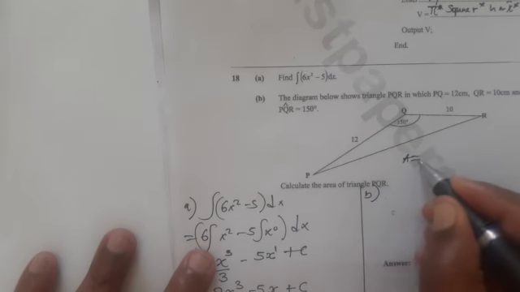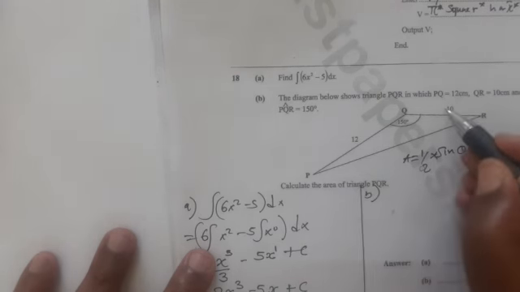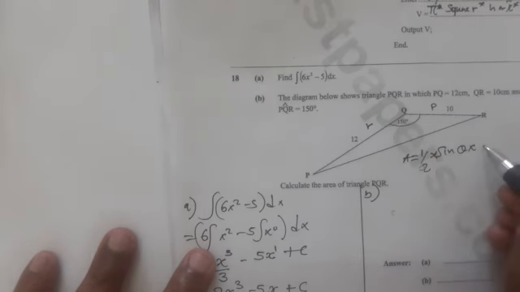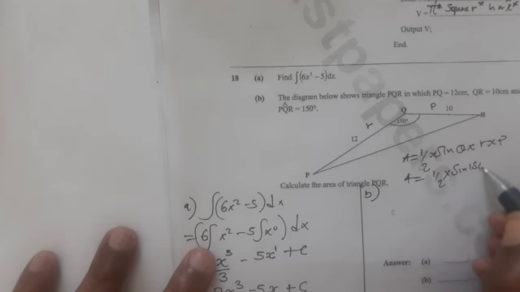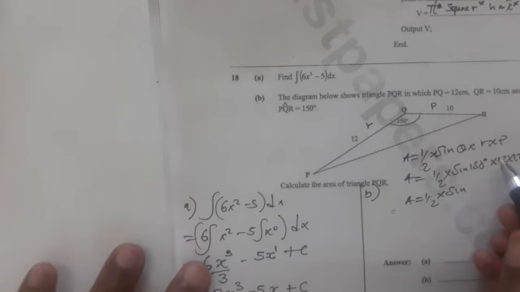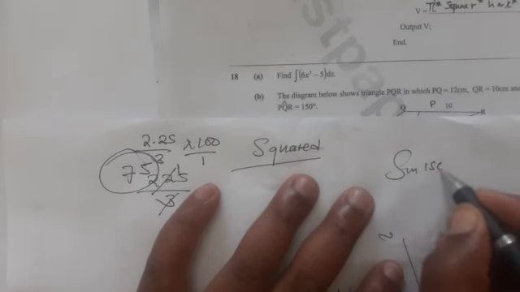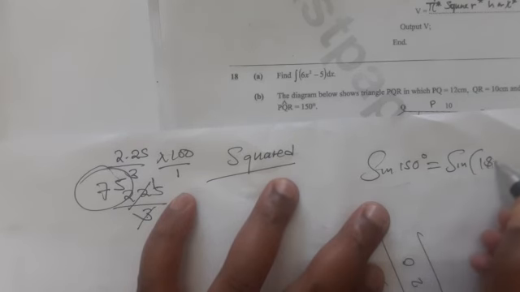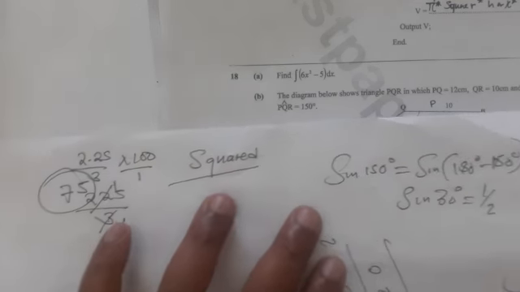Look, we are going to say the area of a triangle is half times sine theta times the two sides forming this angle, which are R and P. So area is equal to half times sine 150 degrees times 12 times 10. Sine 150 degrees is the same as sine of 180 degrees minus 150 degrees. Alright, this is sine 30 degrees, and sine 30 degrees is half, or 0.5.